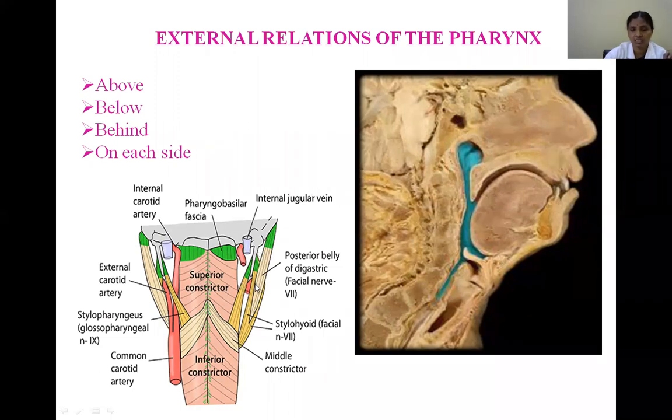Styloid apparatus means the styloid process gives origin to 3 muscles: stylopharyngeus, styloglossus, and stylohyoid. So these are the 3 muscles, and the 2 ligaments are the stylomandibular ligament, from the tip of the styloid process to the angle of the mandible, and from the tip of the styloid process to the hyoid bone, the stylohyoid ligament. So these structures form the styloid apparatus.